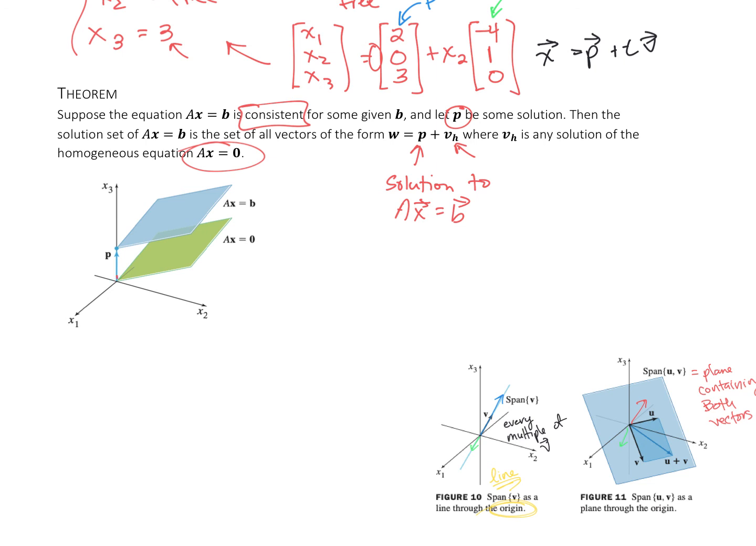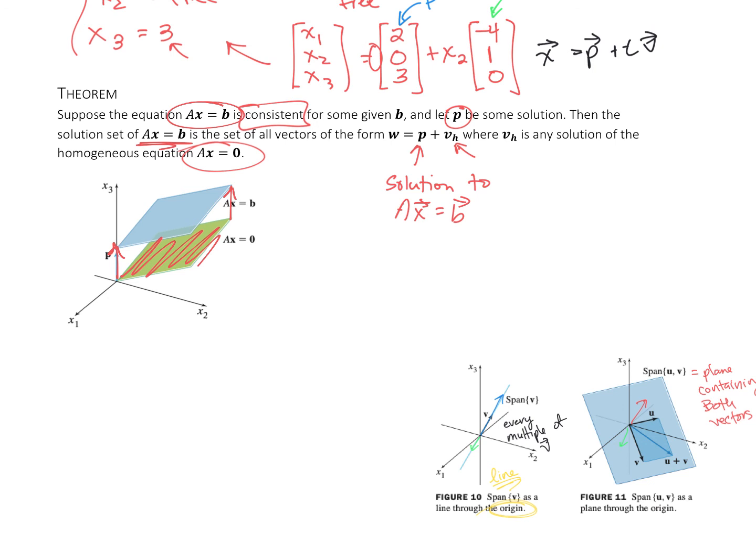If I add my p vector, which is some solution to this one, what that's going to do is take the homogeneous solution set, which in this case is this particular green plane, and shift every point in that plane by that p vector. Now that p vector may be vertical, there might be a little skew to it, but either way, all we're doing is creating a parallel solution set. And that parallel solution set is a solution set to Ax = b.